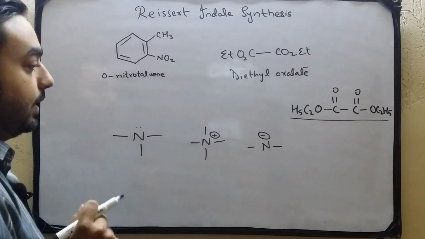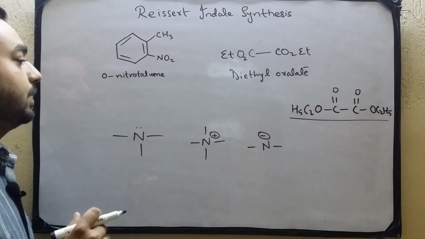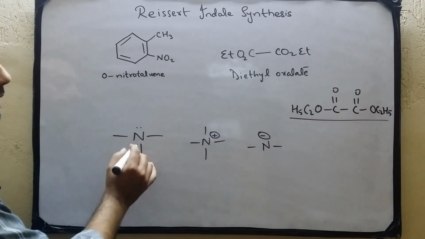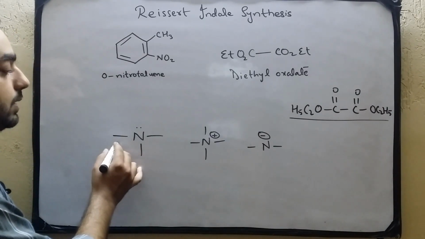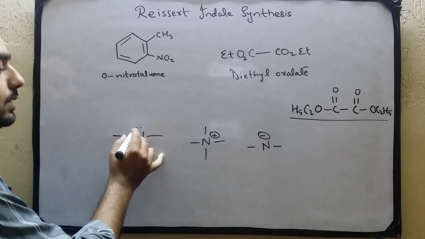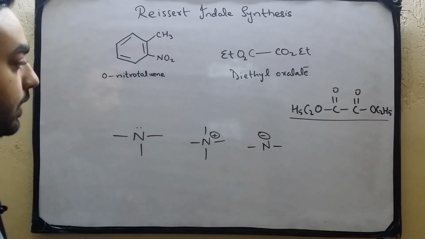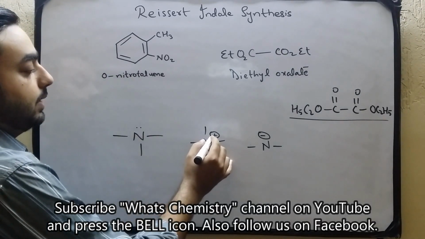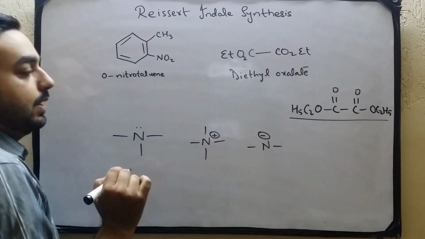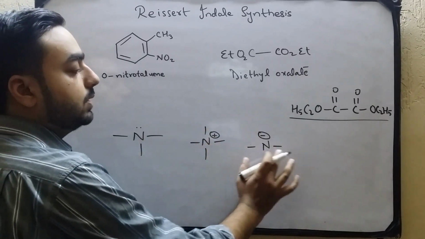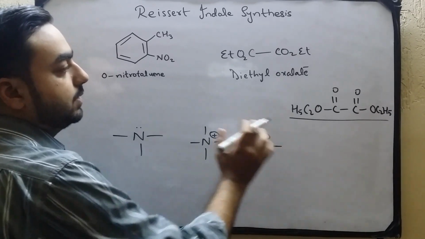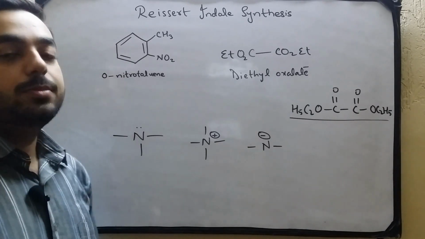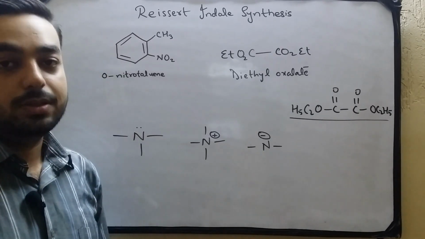All right. And the third main thing that I always mention in most of my lectures, that if nitrogen is bonded with 3 other atoms, then it contains a lone pair. If nitrogen contains 4 bonds, then it has a positive charge, and if nitrogen is connected with 2 other bonds, then it has a negative charge. So these were some important things that were necessary to be discussed before we move towards our main synthesis.